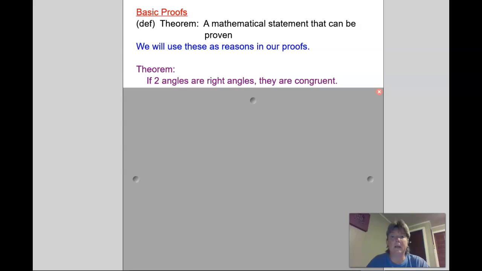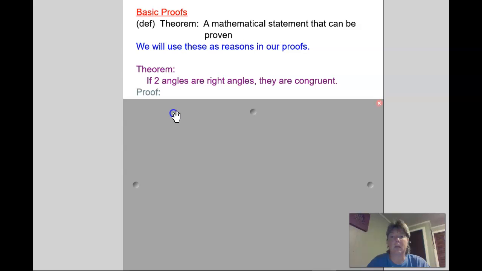So in this theorem, again, this may seem pretty obvious that if you have two angles that are right angles, then those two angles have to be congruent. So let's take a look at a proof here. Again, you're going to want to add that to your theorems and definitions section. And then we're going to do a proof.